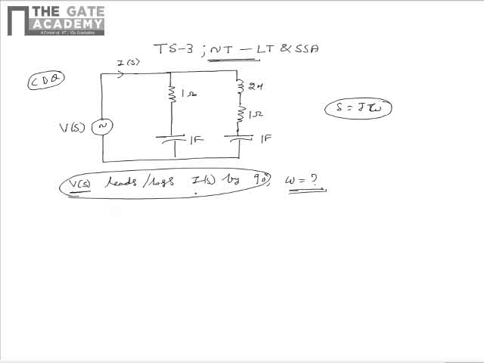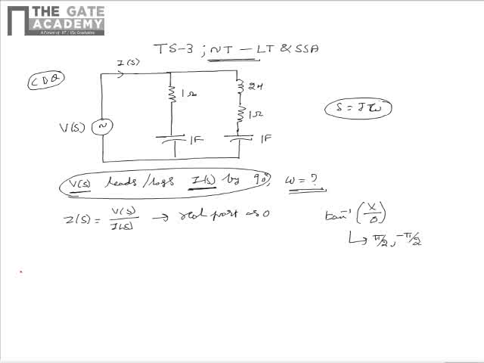So for V of S to lead or lag I of S by 90 degrees, the term Z of S is equal to V of S divided by I of S should have its real part as 0. If real part is 0, the imaginary part is the one which contributes the phase, which can be given as tan inverse of x by 0, which will be equal to pi by 2 or minus pi by 2 depending on the sign of x.